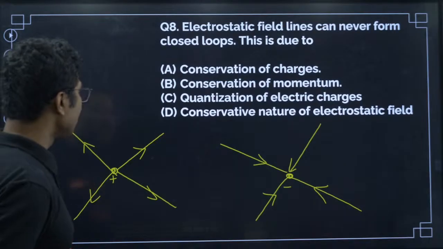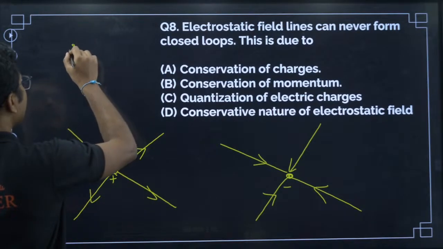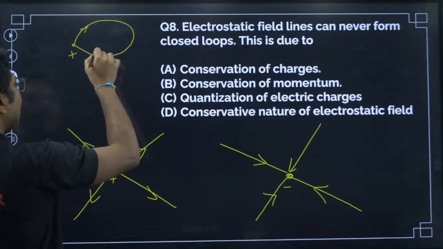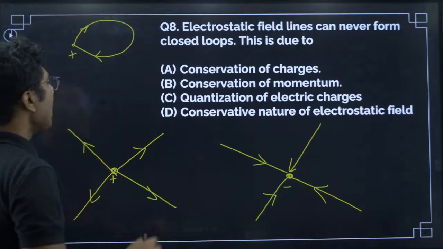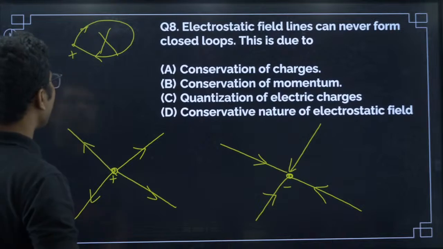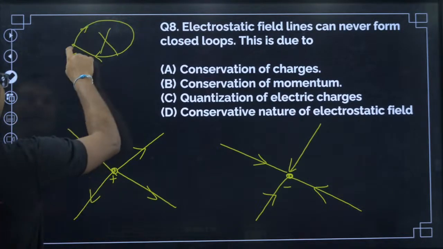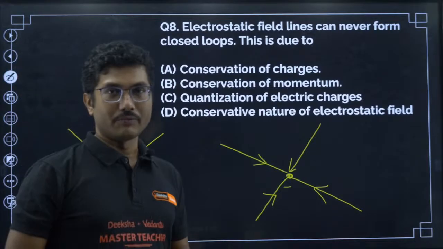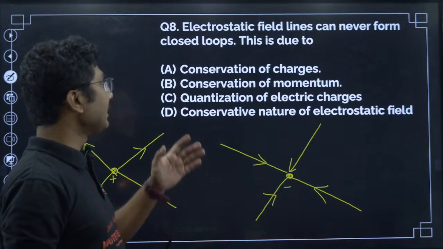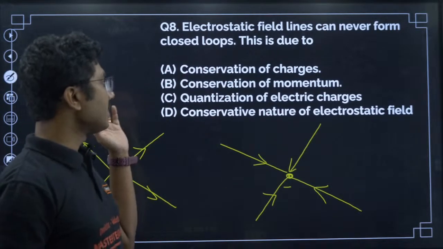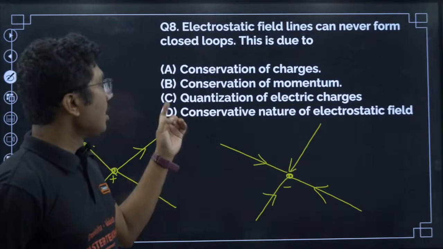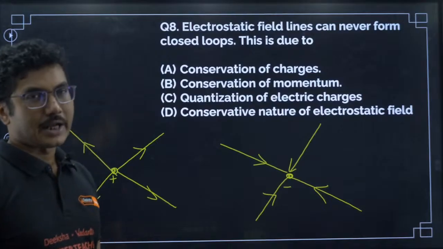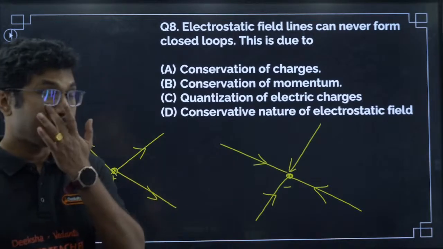What is the meaning of closed loop? Closed loop means it starts, suppose from a positive charge, and if somehow it ends at the positive charge, then it is called a closed loop, but electric field lines do not follow this. Okay. Later on in the magnetic field case, we will see they form closed loops, but not the electric field. Why? What is the reason behind that? Conservation of charges, conservation of momentum, quantization of electric charges, conservative nature of electrostatic field. So, let us see what is the reason behind it.